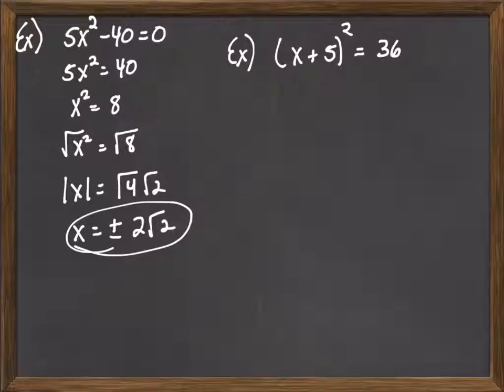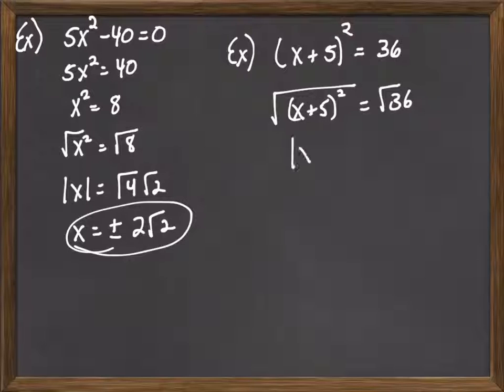Now in our next example we have a quantity squared equal to a number. We still approach it the same way. Take the square root of that thing. Again, the square root of something squared will become absolute value. Square root of 36 is pretty easy to do. That would just be 6. So we get absolute value of x plus 5 equals 6. And again, at this point we drop the absolute value and put the plus or minus on the other side.